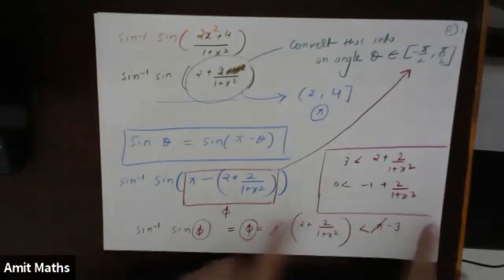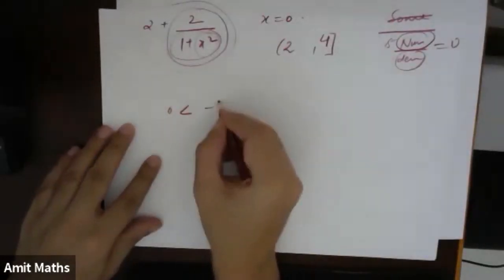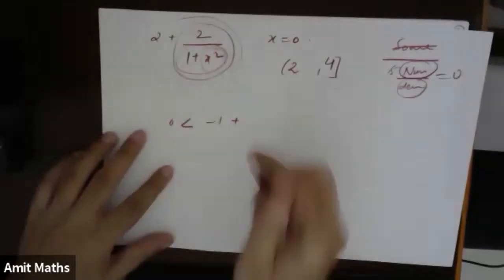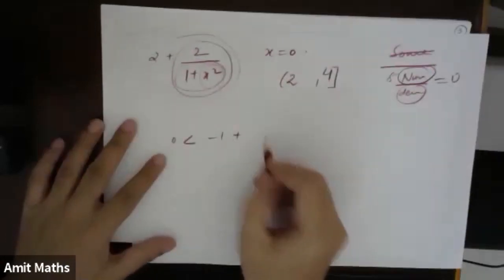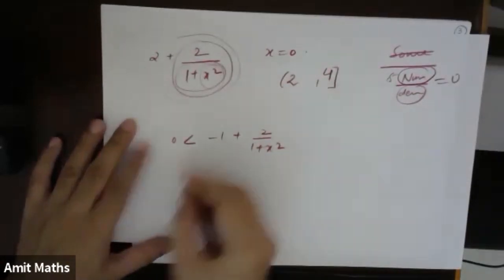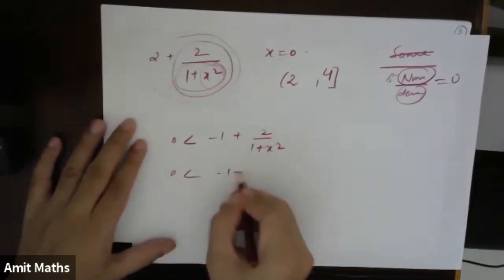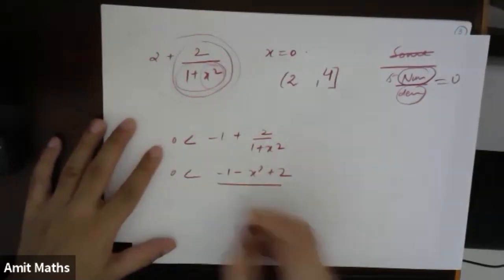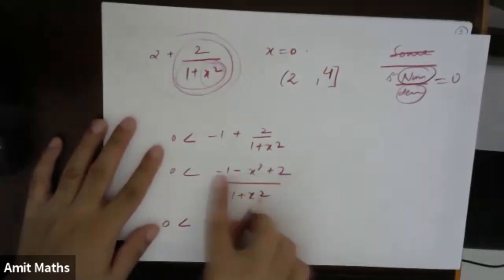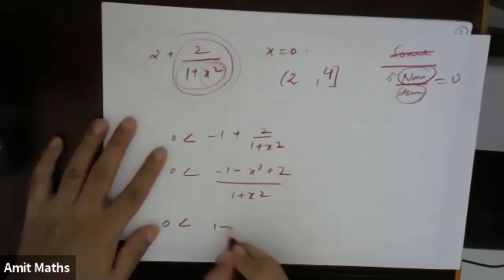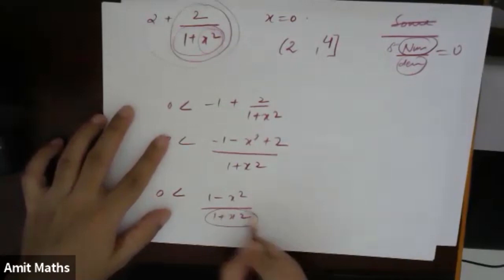Okay, so I have to solve this part. So 0 is less than minus 1 plus 2 by 1 plus x square. If I simply write it, this becomes minus 1 minus x square plus 2 over 1 plus x square. So 0 less than, this is nothing but 1 minus x square upon 1 plus x square. Now the denominator can never be 0.